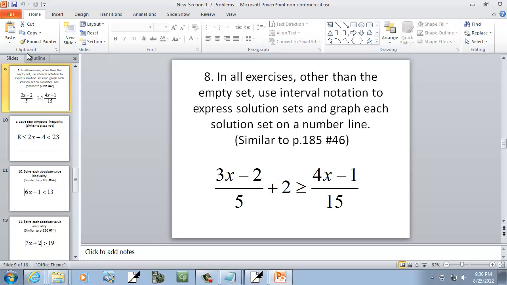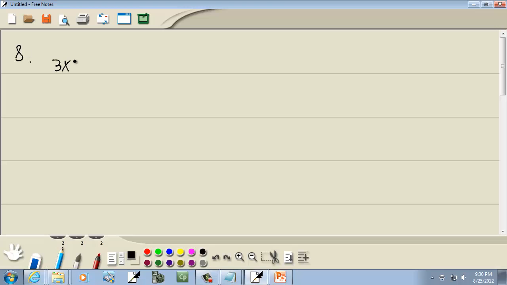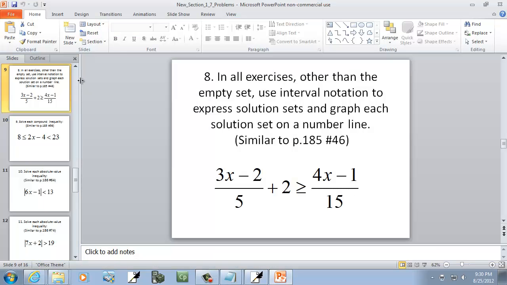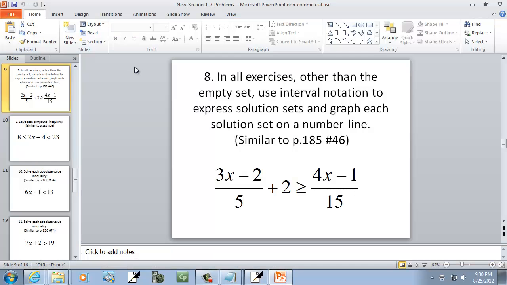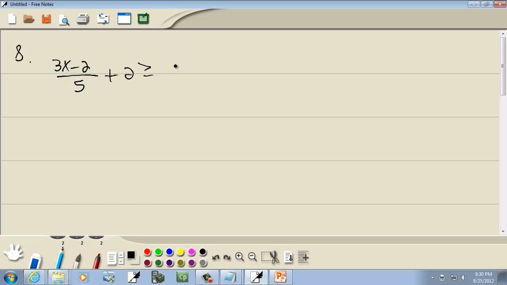And let's look at this one. We got (3x + 2)/(3x - 2)... so (3x - 2)/5 + 2 is greater than or equal to (4x - 1)/15. Now our first step, get rid of parentheses.